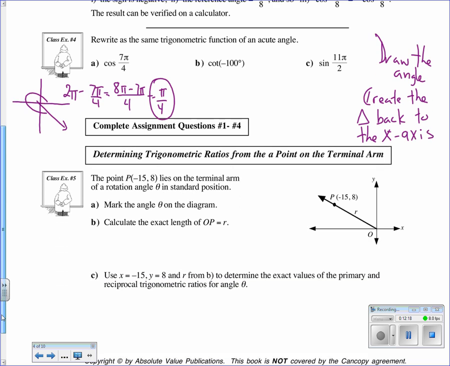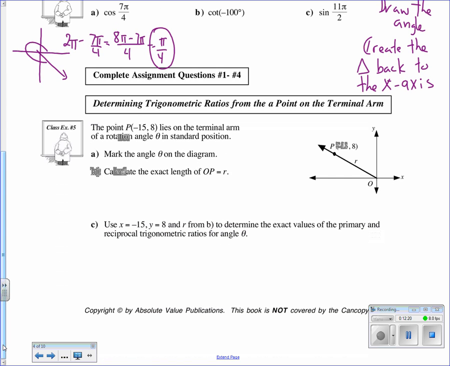Now we start trig ratio work that you also did last year. Plotting points, negative 15, comma 8. It has been drawn for me. It means that my triangle, if I draw it in physics notation, is minus 15 on the x and 8 on the y. Calculate the exact length of OP, which is equal to the radius. Remember, that is going to give me Pythagoras as my possibilities for solving.